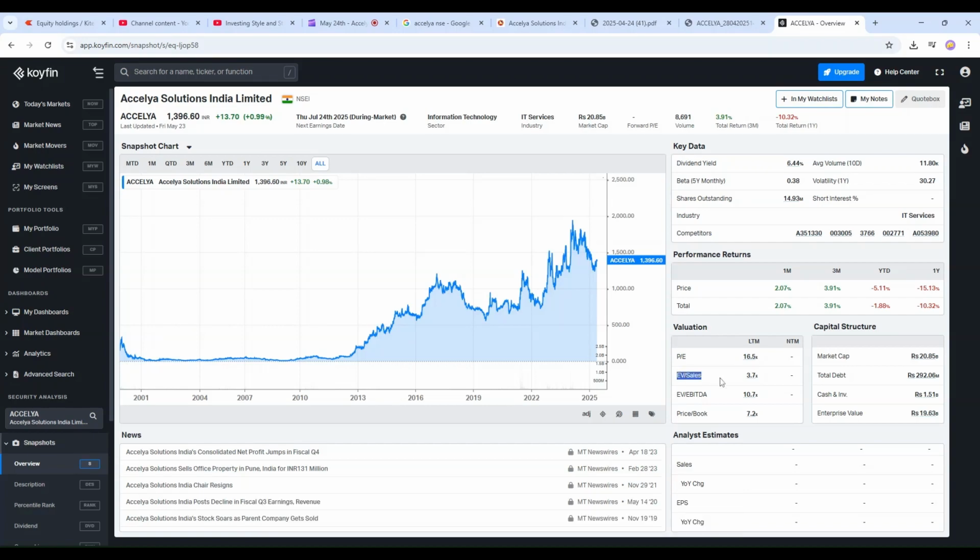EV by sales is 3.7, EV by EBITDA is 10, price to book is 7. Since it is a software company, the price to book doesn't hold much value, and it pays out. It has a very high dividend payout ratio as well. So all of the earnings it has for the financial year, it pays back to its shareholders. So it doesn't increase its book value over the years. Like I said earlier, the total enterprise value is less than 2000 crore or 20 billion. Market cap is 20 billion.